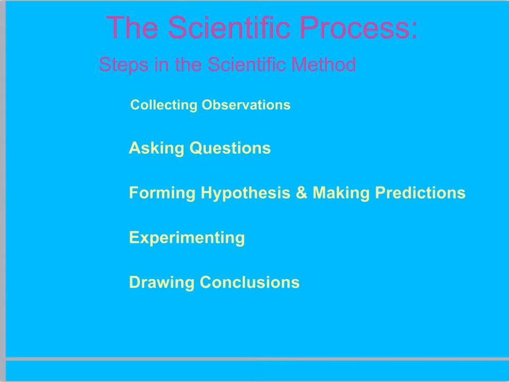So reviewing here, steps of the scientific method: you're going to observe, collect all your observations on your problem, ask a question of how you can fix this problem and do your research, form your hypothesis, and make your predictions on which way your hypothesis will go. Then do your experiment, collect your data, and draw your conclusions to reject or accept your hypothesis.